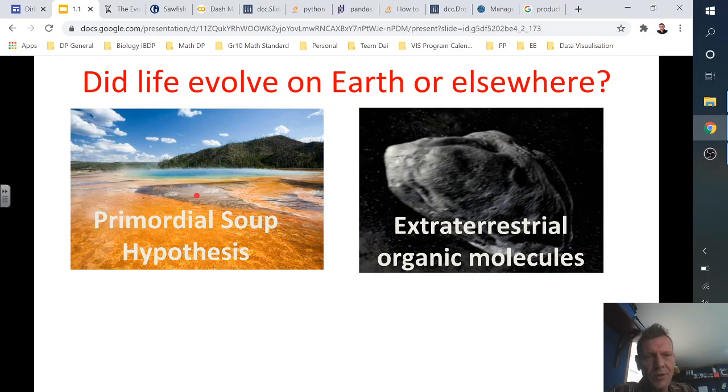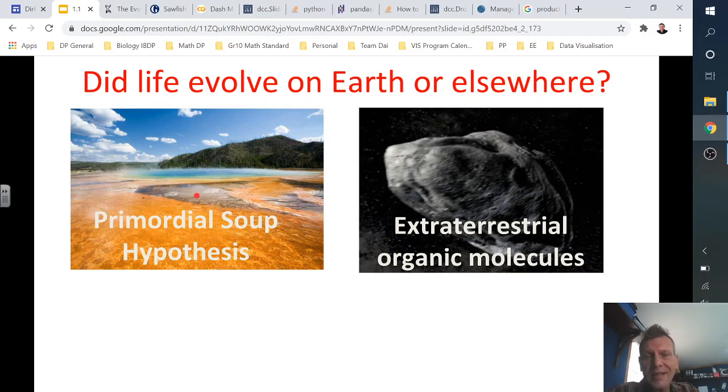That's liquid magma that we find in the core of the Earth, bubbling up there. And magma contains a lot of minerals, and those minerals were inorganic, but they could have been energy sources for early life forms. So the primordial soup hypothesis is quite well accepted.